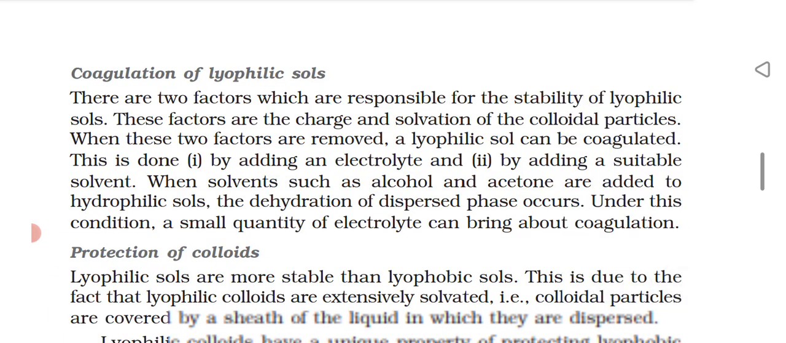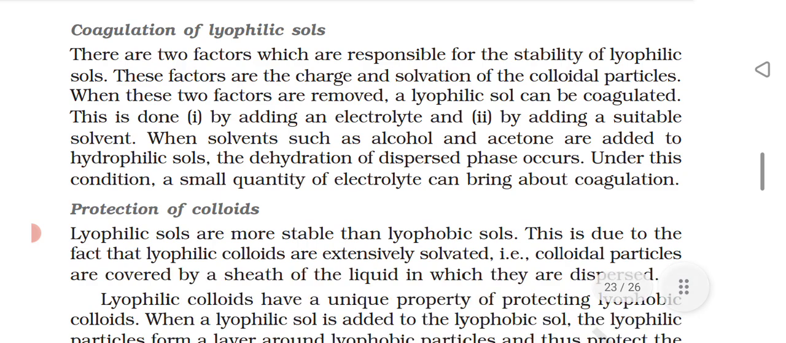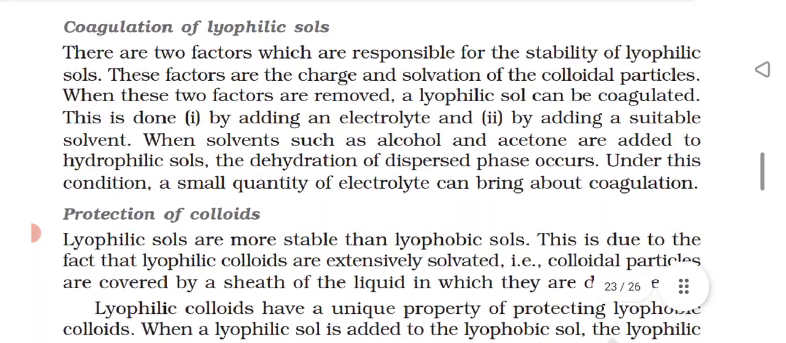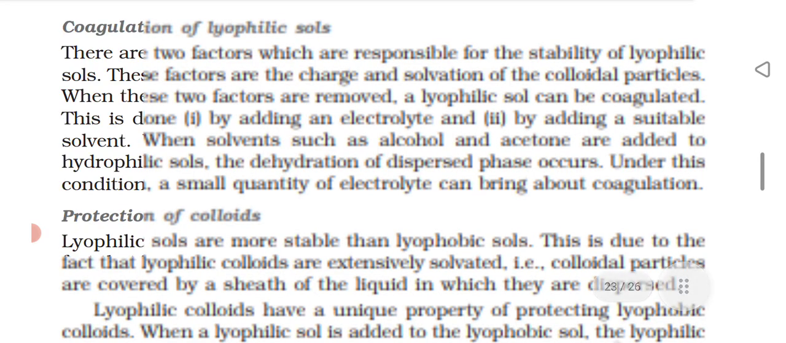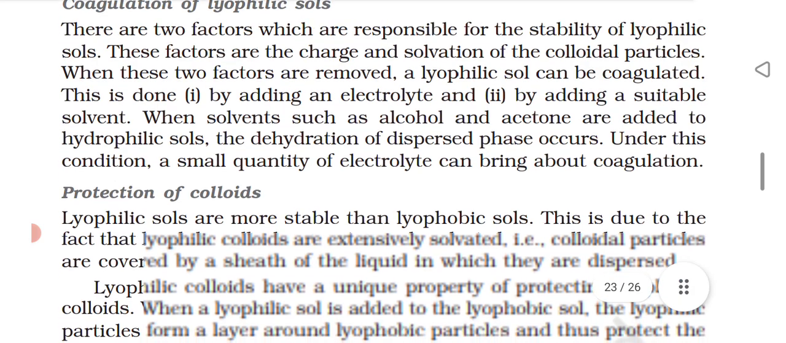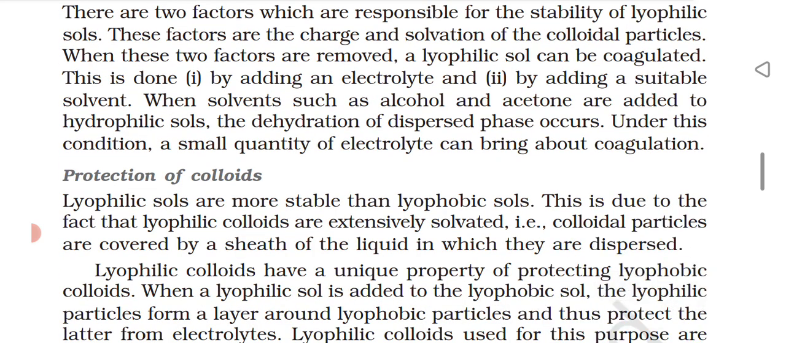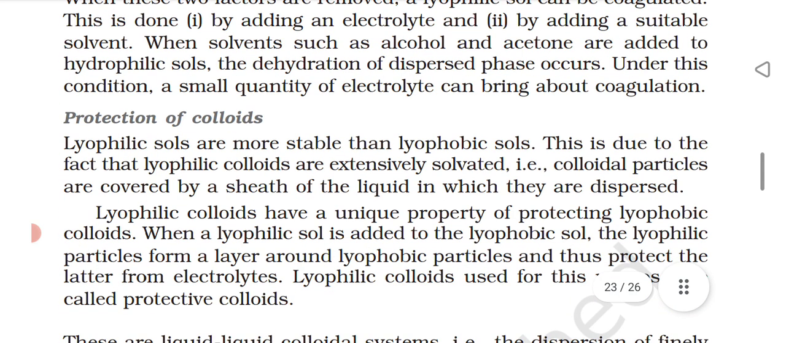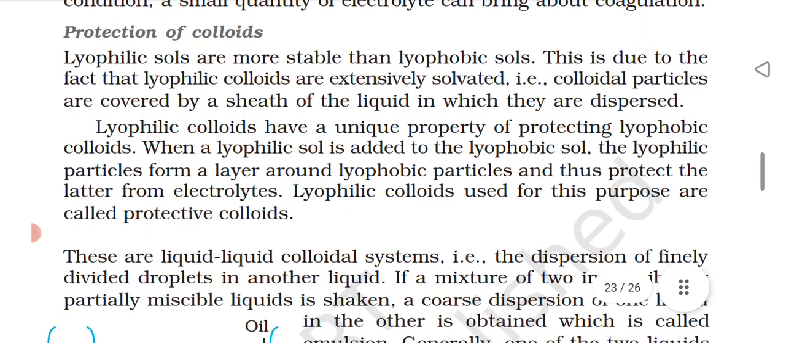Then coagulation of lyophilic sols. There are two factors which are responsible for the stability of lyophilic sols. These factors are the charge and solvation of the colloidal particles. When these two factors are removed, a lyophilic sol can be coagulated. This is done by adding electrolyte or by adding suitable solvents. When solvents such as alcohol and acetone are added to hydrophilic sols, the dehydration of dispersed phase occurs. Under these conditions, a small quantity of electrolyte can bring about coagulation.